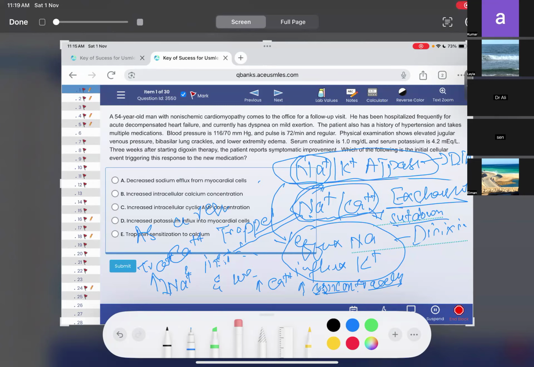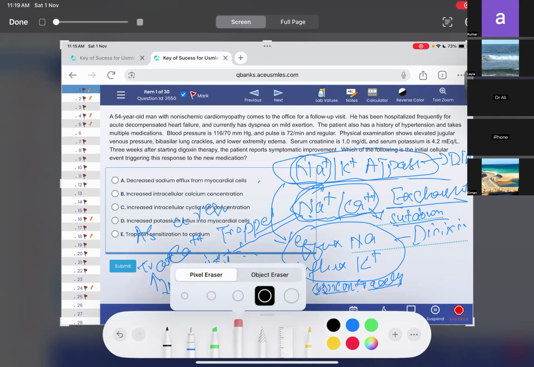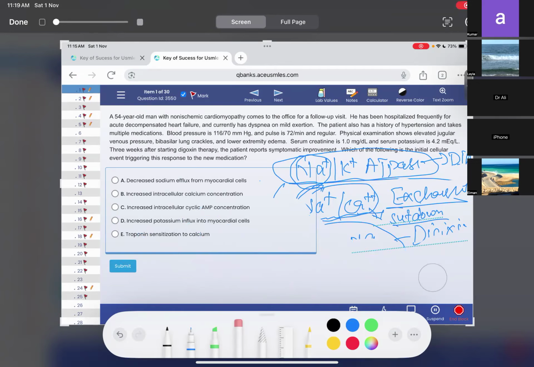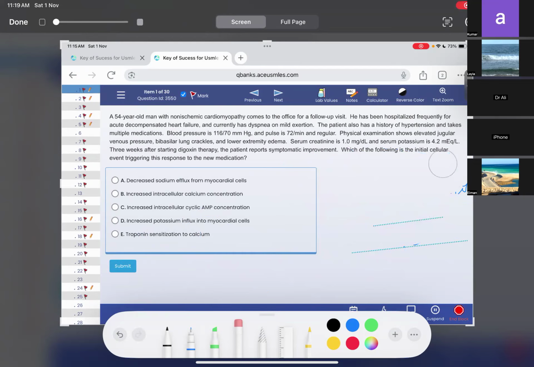Can you please repeat one more time? Yes, I have to. It is a little bit tricky. Let me explain one more time for you. Doctor, is there any way you can draw something, like potassium and calcium?